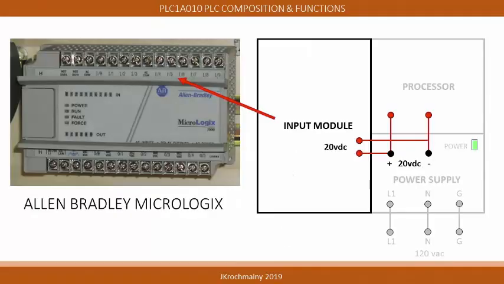In this graphic, the Allen Bradley MicroLogix PLC is shown. This PLC is considered a brick controller, having all of its components existing in one assembly. In the MicroLogix PLC, the input section is located at the top screw terminals of the PLC. Notice that the input screw terminals are identified with an I before the screw number. The I stands for inputs.